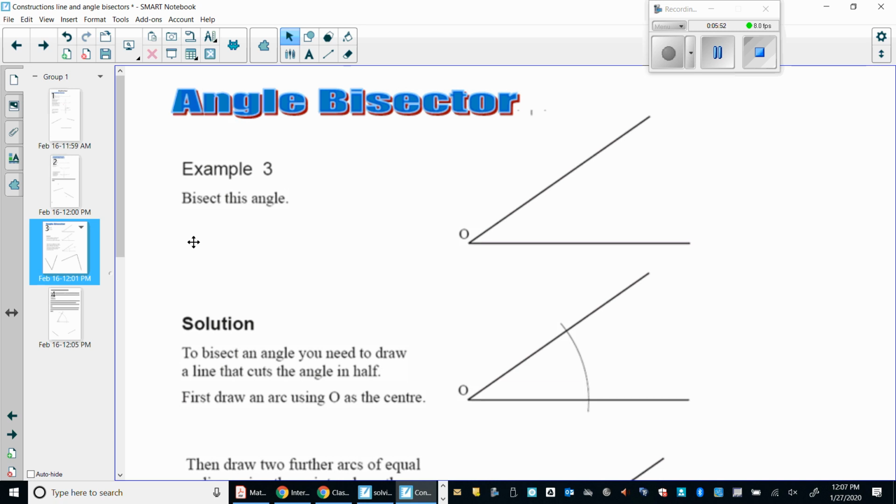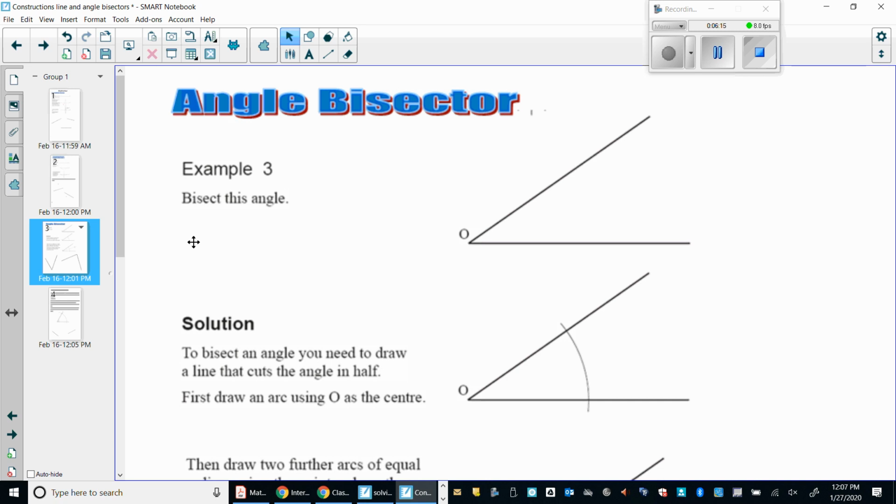Now, as I say, the second one, I'm going to skip for now. I'm going to go through angle bisector. So, bisect we know means cut in half. So if we're going to cut an angle in half, it means that we're going to be drawing a line through the center of the angle. Again, you cannot use a protractor for this. Okay, you have to construct it.